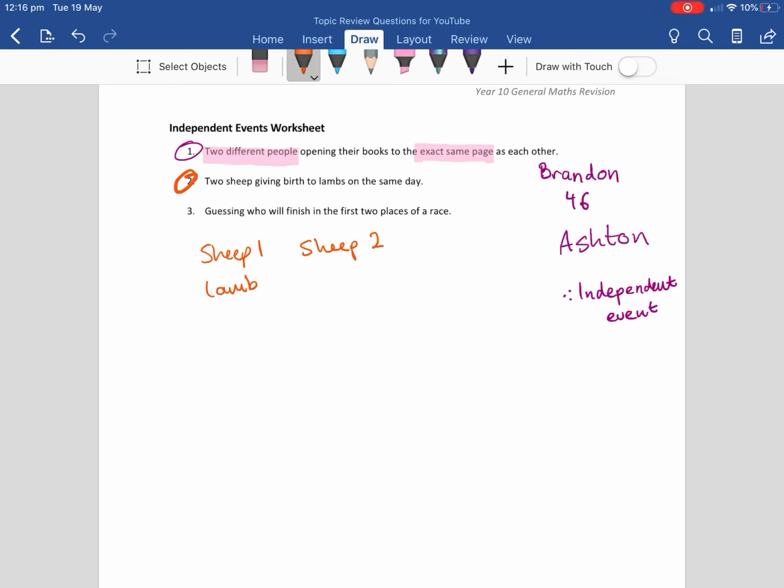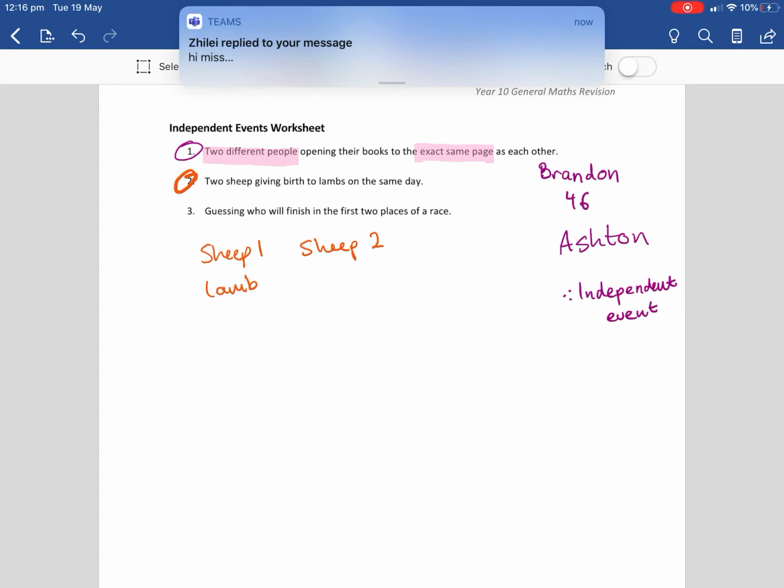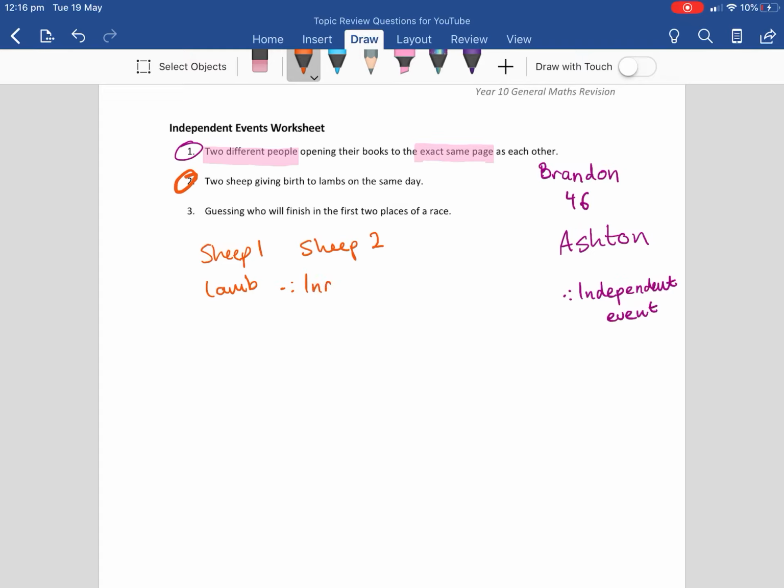That doesn't really matter. The fact that one sheep had a baby one day doesn't mean that's why the second one had it on that day. It's just a coincidence, it's just random. What would matter is if they both conceived on the same day. But for this case, they are independent.